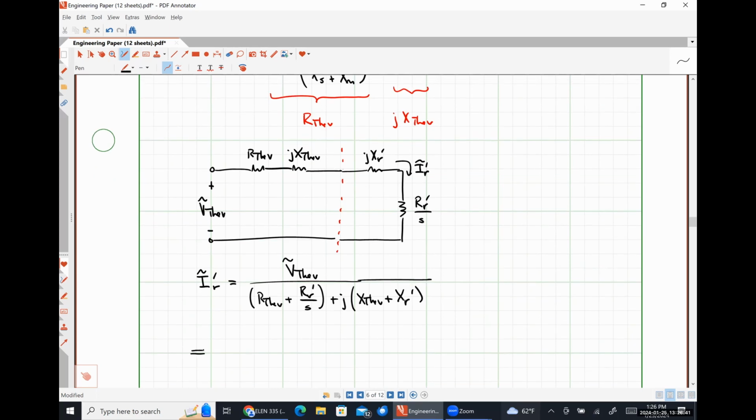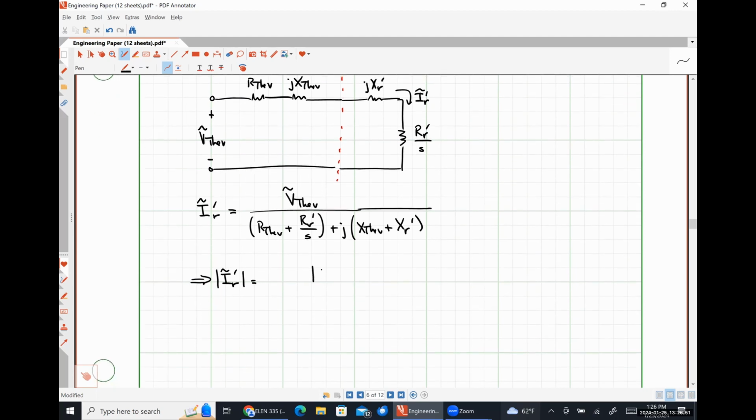And from here, we can see that the magnitude of our rotor current is just the magnitude of our Thevenin voltage divided by the square root of R Thev plus RR prime over slip, squared, plus X Thev plus XR prime, squared. And then that whole thing right there is square rooted.